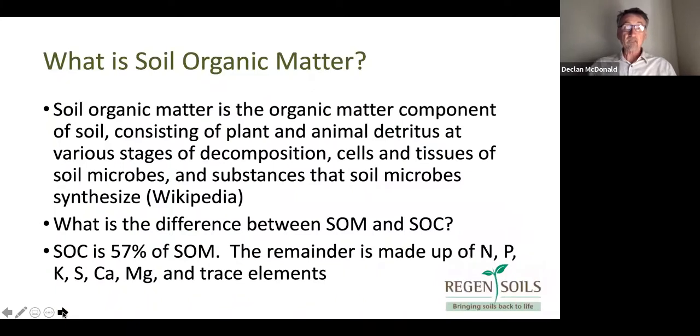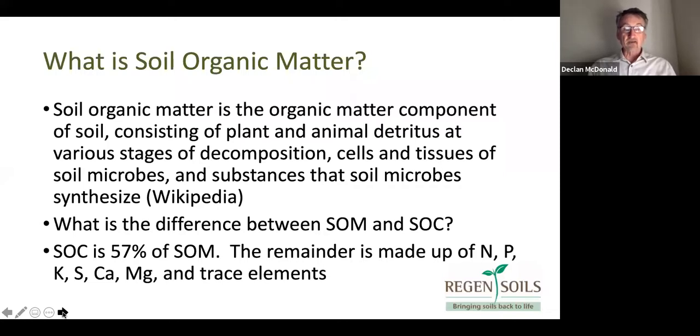So what is soil organic matter? It's the organic matter component of soil, consisting of plant and animal detritus at various stages of decomposition, and importantly, cells and tissues of soil microbes and substances that soil microbes synthesize. This is a really important part of organic matter, which we'll talk about more. The difference between soil organic matter and soil organic carbon: soil organic carbon is a part of soil organic matter, and it's a pretty reliable 57–58% of soil organic matter. The remainder is made up of nitrogen, phosphorus, potassium, etc.